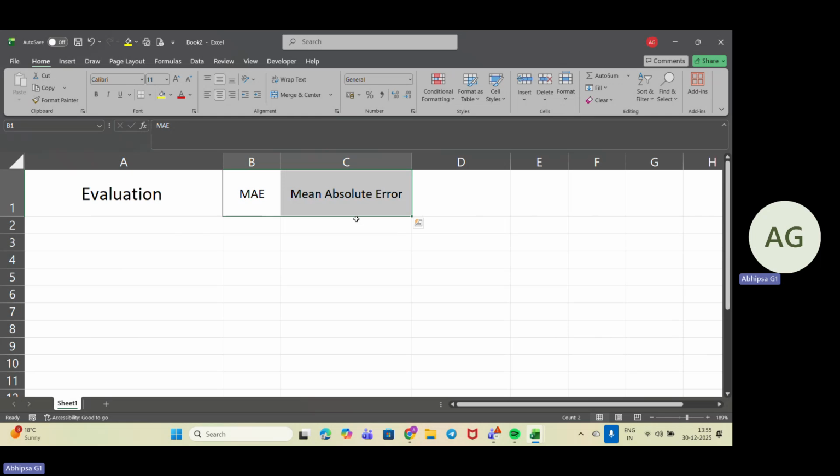Now let's take an example data set to help you understand. Suppose first we have the house.